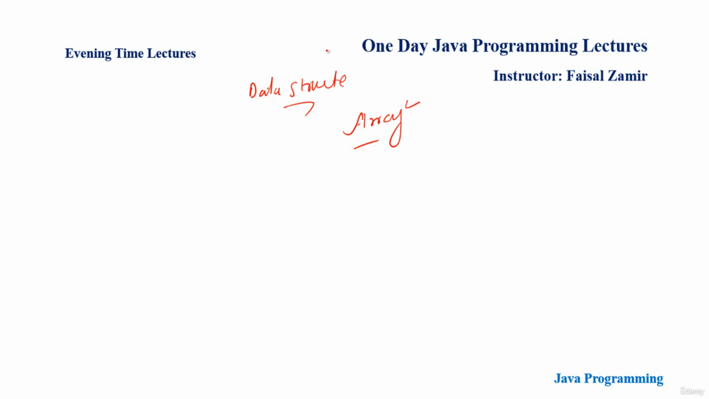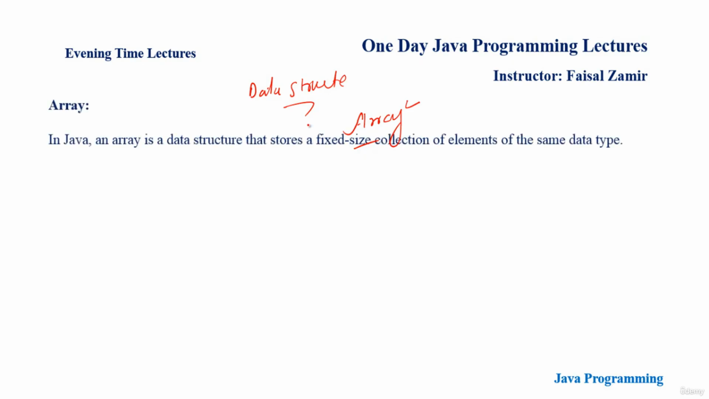So different techniques in Java, how you can create an array. I will provide you different examples to clear your concept. So in Java, an array is a data structure that stores a fixed size collection of elements. You have to mention how many elements you will store in your array. So those elements will have the same data type.